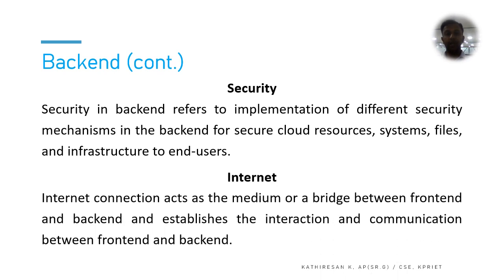The next component is internet. Internet connectivity plays a critical role in cloud computing architecture as it enables the communication and interaction between the front end and back end components. For instance, users can access cloud services from anywhere and at any time using the internet, and the backend resources can be accessed and managed remotely by service providers. So these are the few components which come under the category of front end and back end.